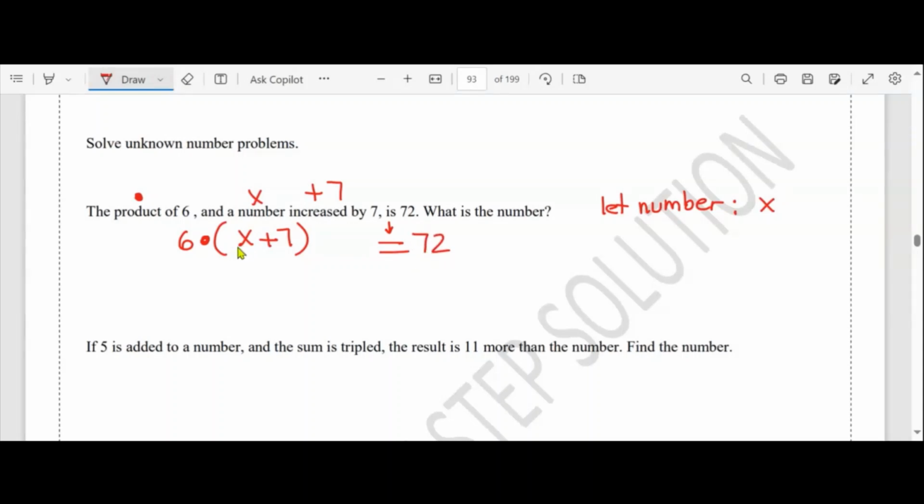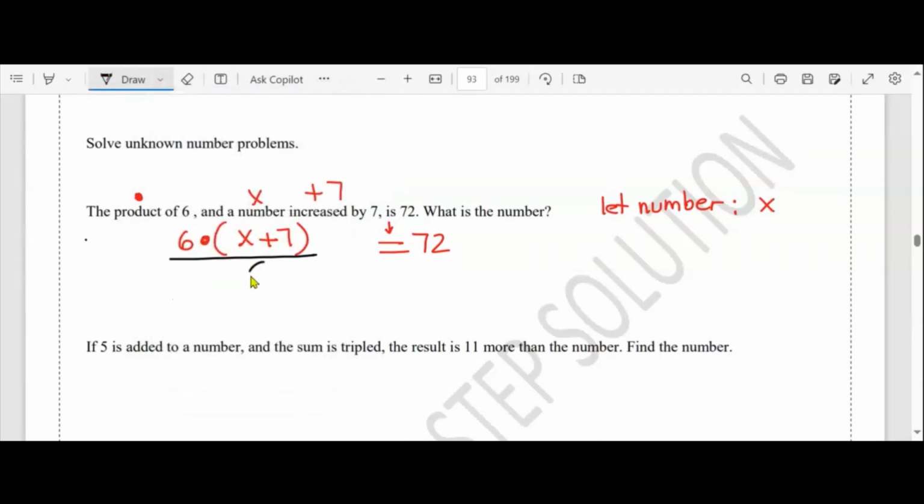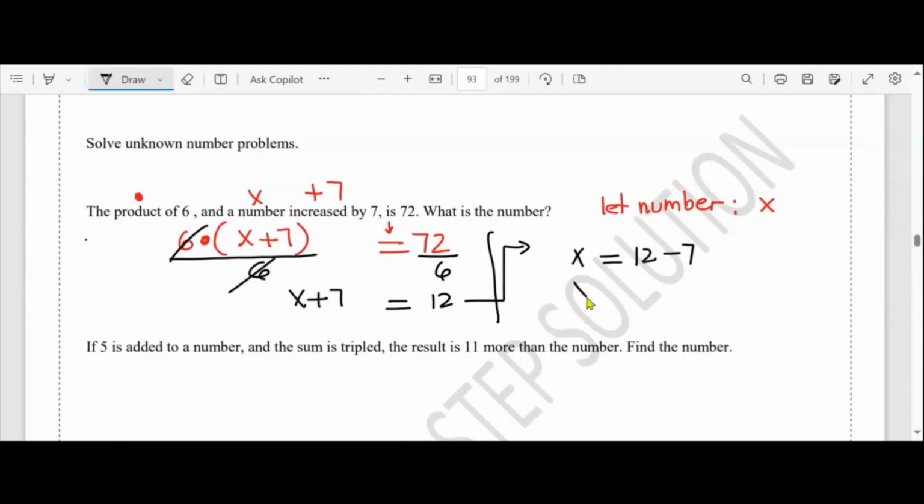Now you need to solve this. Divide by 6, then divide both sides by 6. 72 divided by 6. How much? 12. You sure? 12. Okay, and then cancel 6 with 6. You get what? X plus 7. What's the next step? Minus 7. I move the 7 to the other side, right? So it will be 12 minus 7. x equals how much? 5. Is this clear? Yes.